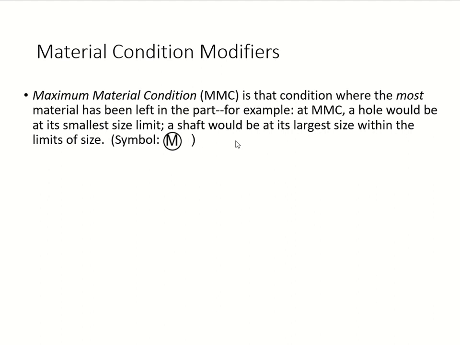This might get you when you read it: a shaft will be at its largest size within the limits of size. Of course, this basically means your shaft has got to get into that size, yeah. So you can go as large as you can go, but only within the limits of that size, yeah. And we call that the maximum material condition.